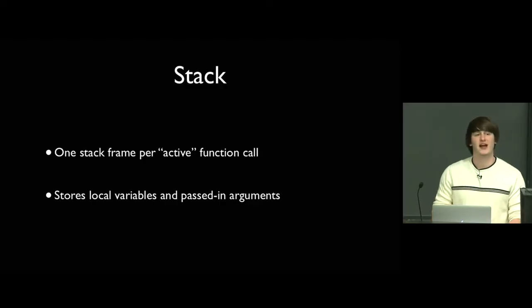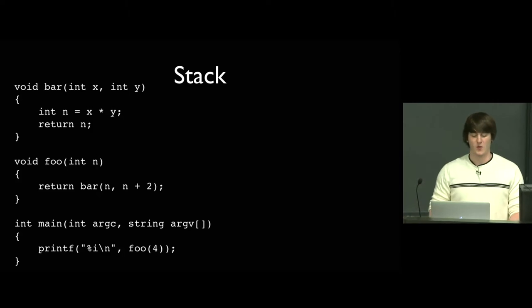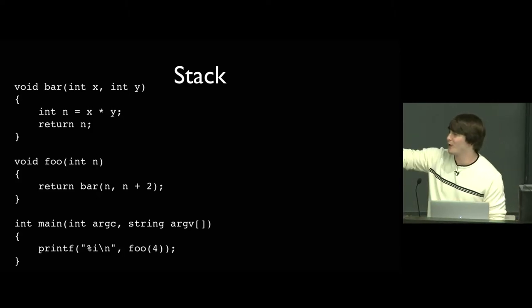First thing we have is the stack. So remember that there's going to be one stack frame per active function call. We'll see that in a second. And also remember what actually goes in each stack frame are going to be the local variables of our functions, the arguments that are passed into our functions, along with a couple other things you don't really need to worry about. So here is an example program where notice main is printfing the return value of foo(4).